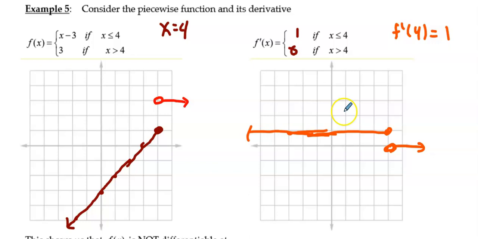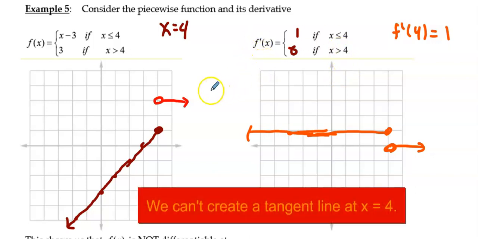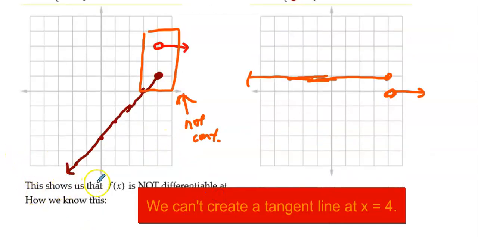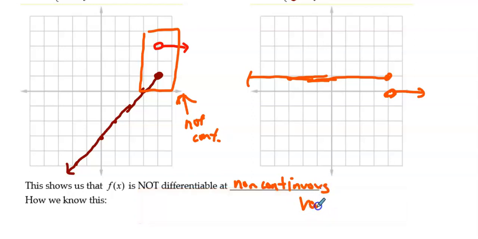Just like we talked about with the corner and the cusp, we know that this derivative, if we're approaching 4 from the left, is going to be 1, and if we're approaching 4 from the right, our value is going to be 0. So we know that this is not defined. So f prime of 4 cannot be defined because of what you see right here. This function is, you got it, not continuous. So what we can say about this is that f(x) is not differentiable at a non-continuous value. So if it's not continuous, it's never differentiable.